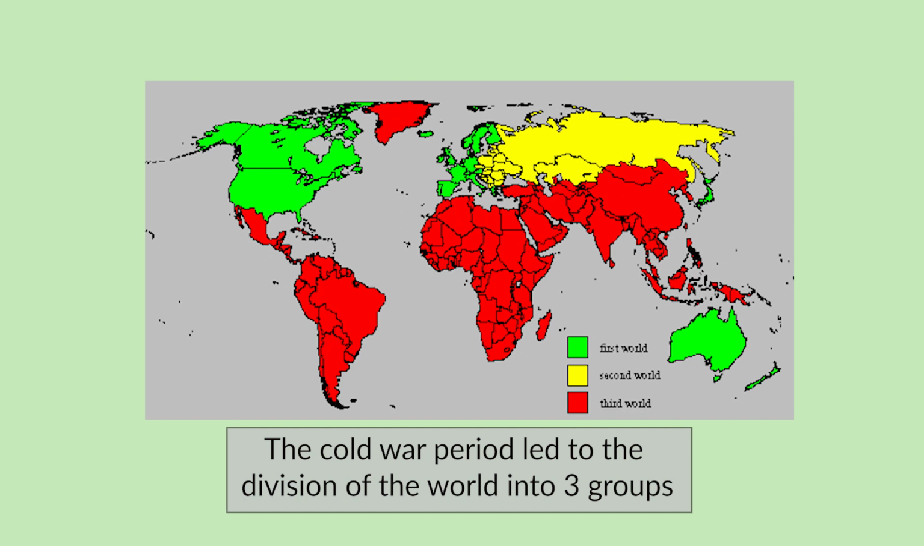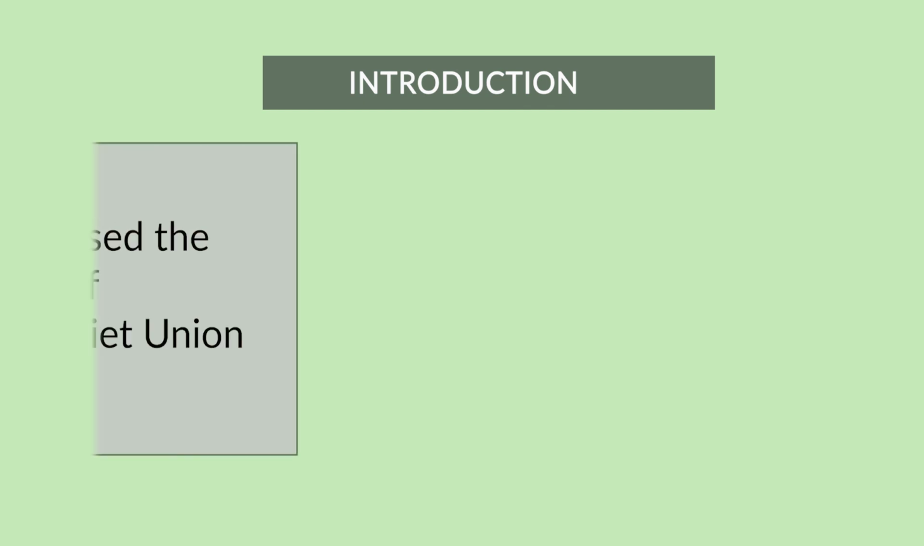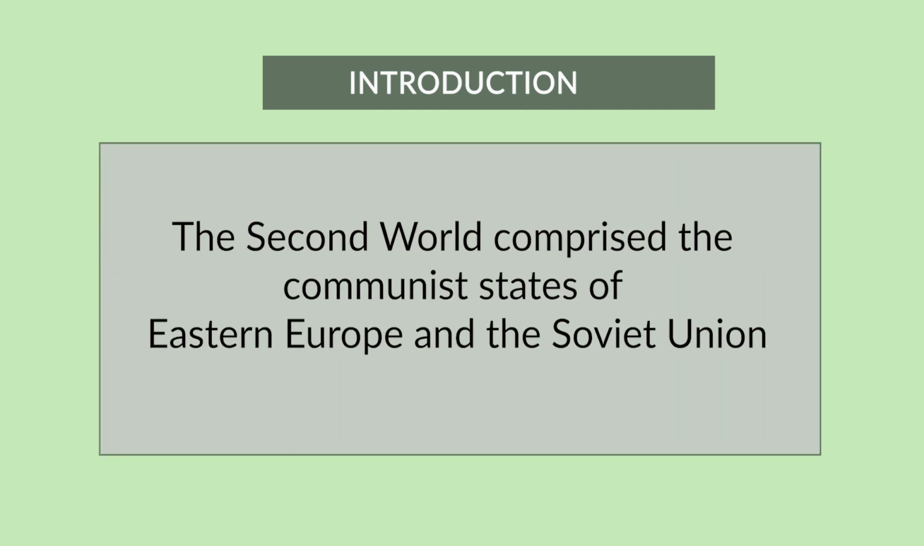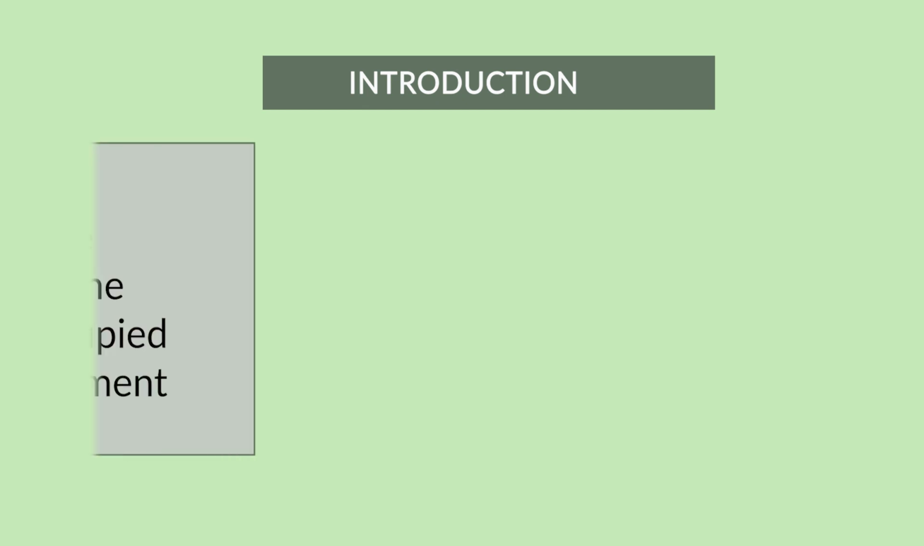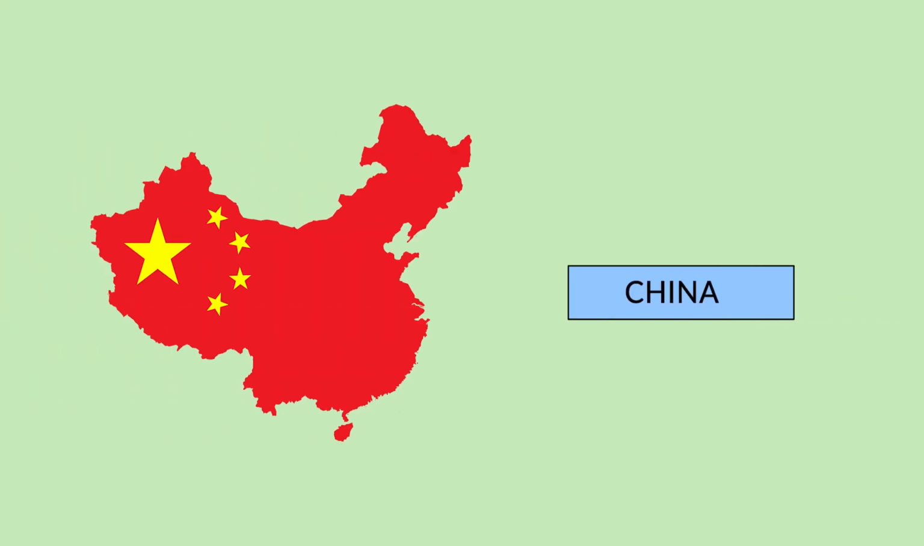The first world comprised of US and its allies, the West European countries, along with Canada, Australia, New Zealand. The second world comprised of the communist countries of Eastern Europe and Soviet Union. The third world comprised of the developing and the underdeveloped countries which were gradually coming out of the colonization process. Some countries such as China fell into both the second world and the third world.